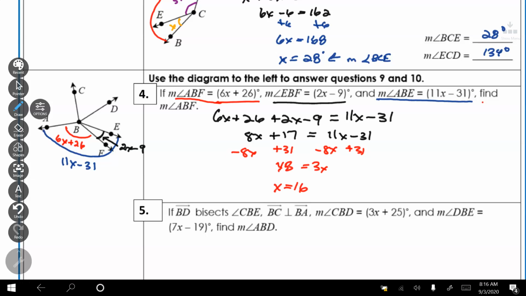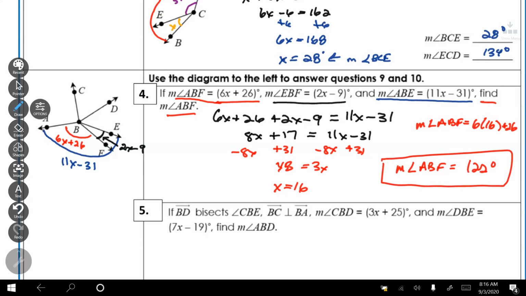It says find angle ABF, and ABF is the one in red. So the measure of angle ABF is equal to 6 times 16 plus 26. So the measure of angle ABF is, well, 96 plus 26 is 122 degrees. That one wasn't so bad. This next one's going to be a little bit more difficult.